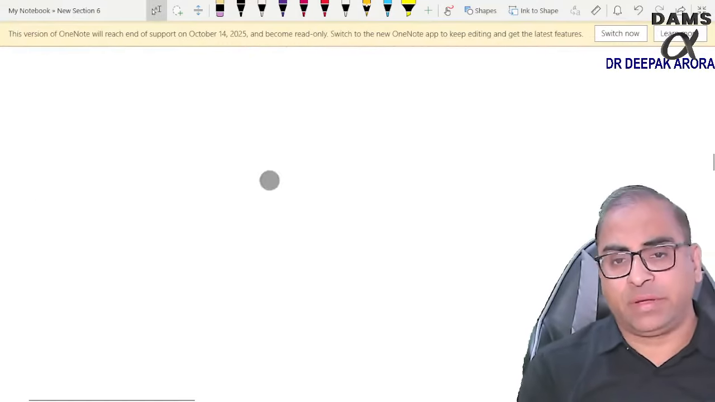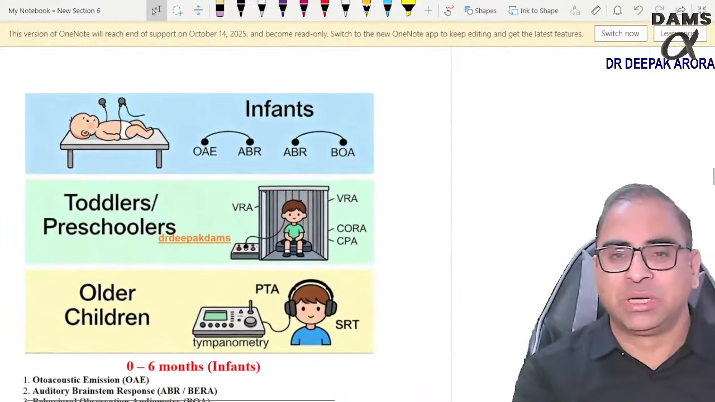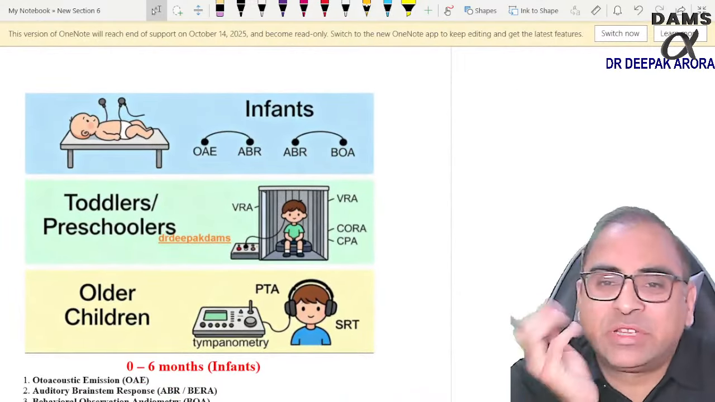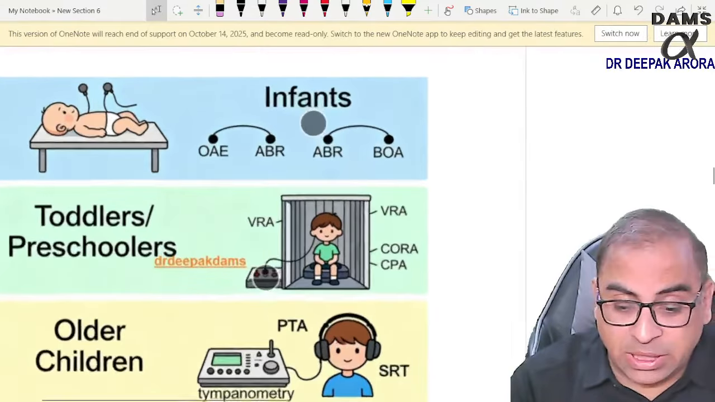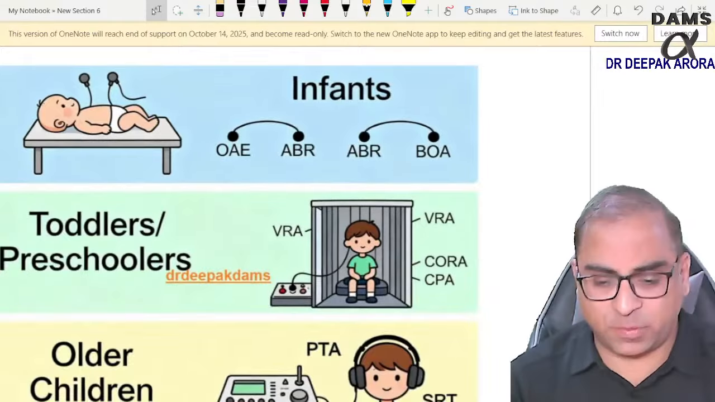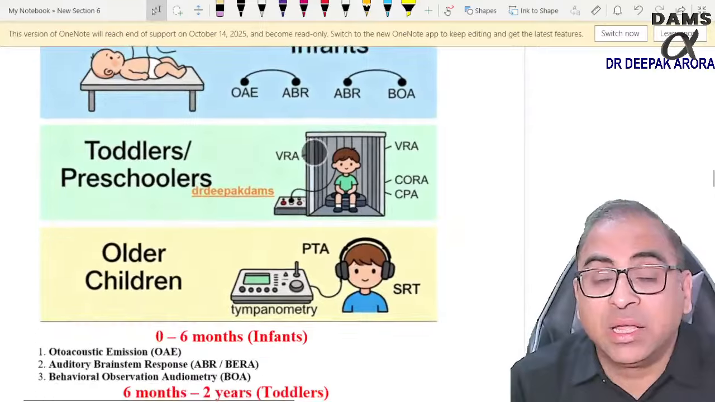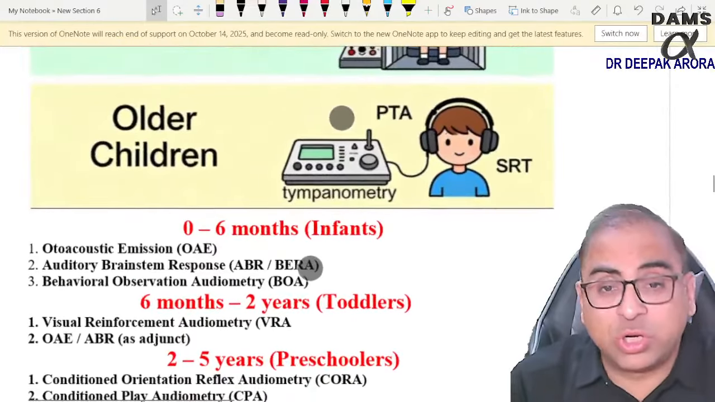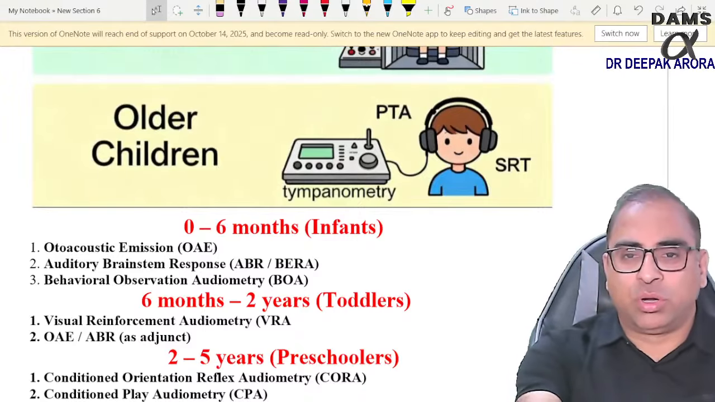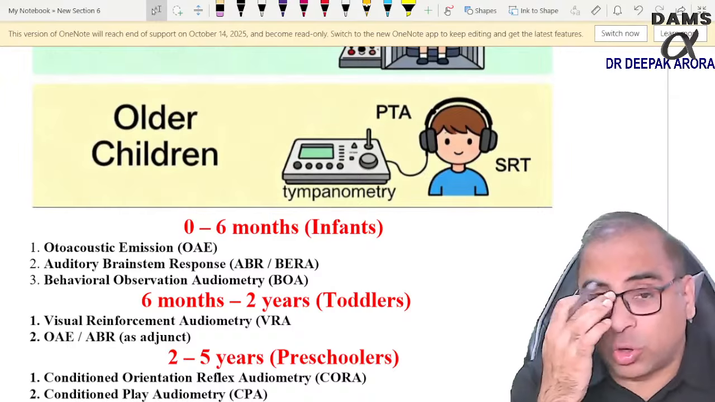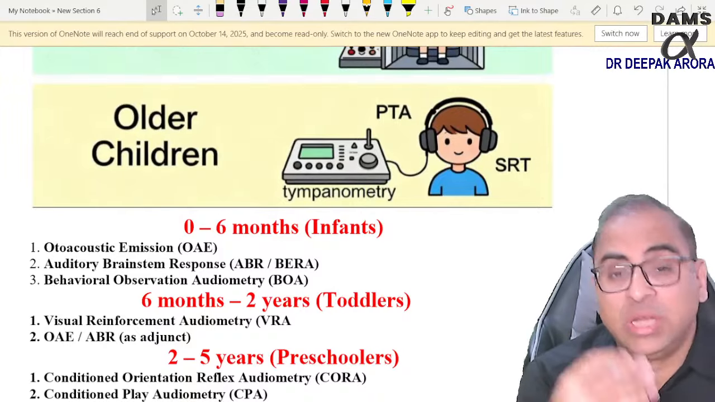It's better to revise. Now, line diagrams and keywords, like this very nice image, will help you. In an infant, which are the important tests we can do? We can do otoacoustic emission, yes. We can do ABR. What is ABR? Auditory brainstem response. I can use the word BERA, B-E-R-A, or we use the word ABR. Behavior observation audiometry: I observe the behavior change of the newborn or infant. In toddlers, we do visual reinforcement audiometry; otoacoustic emission and BERA can be done.